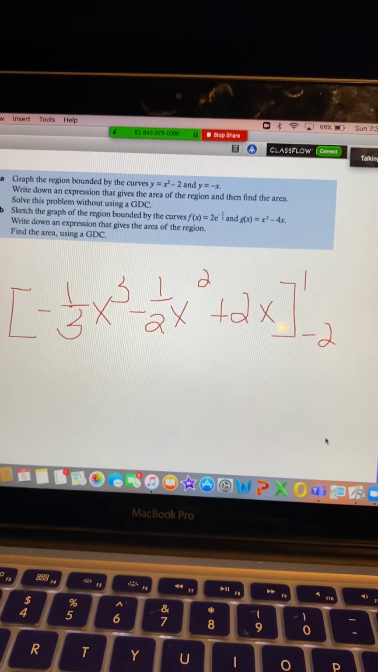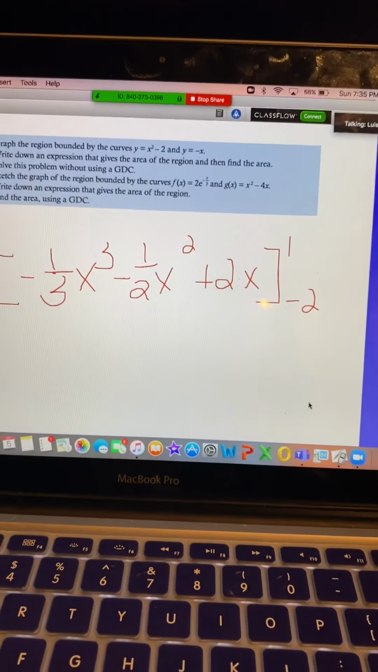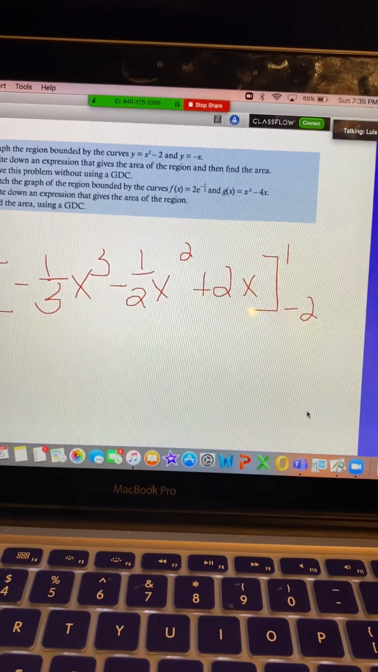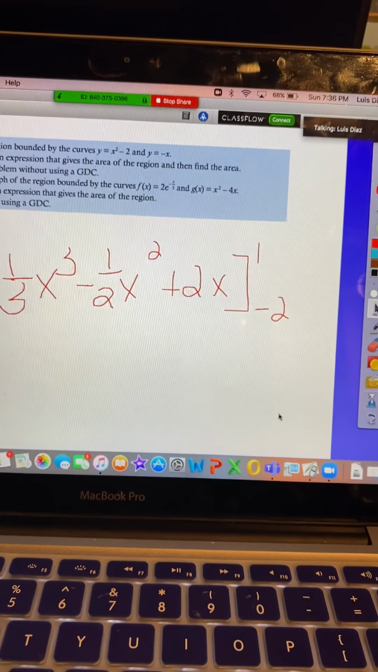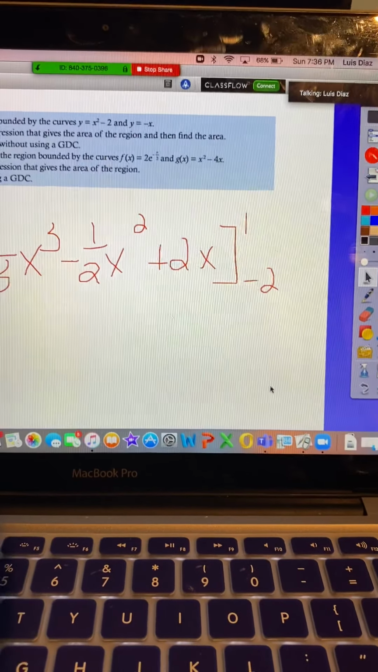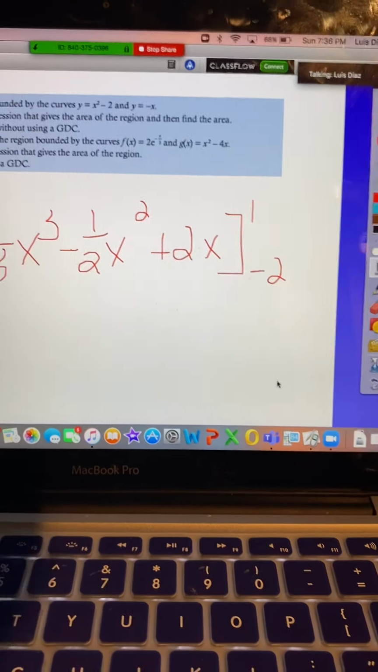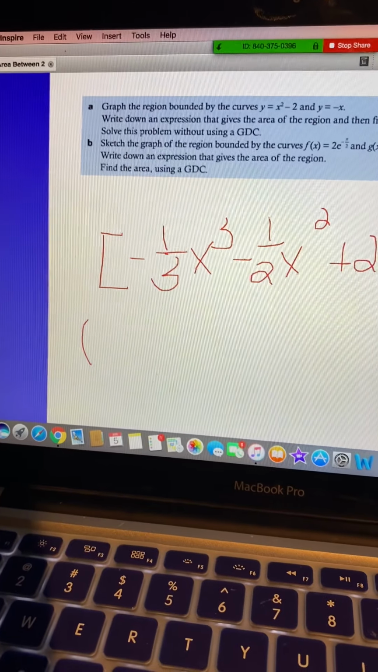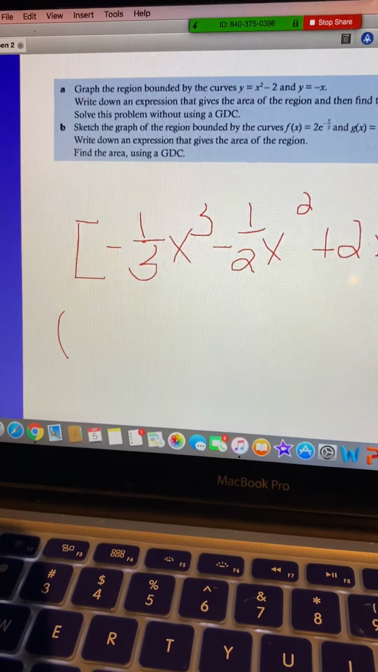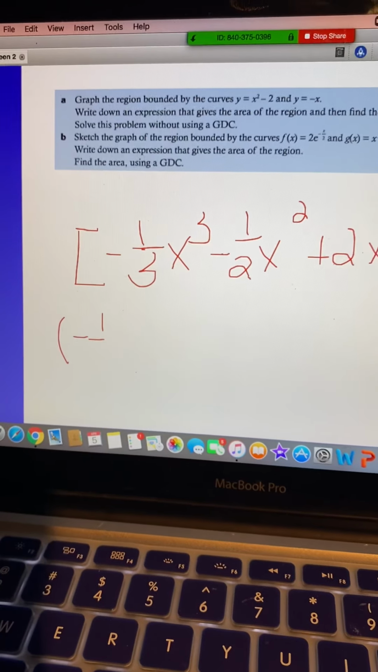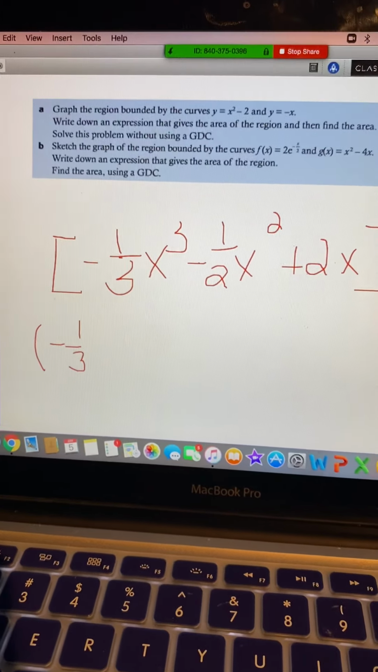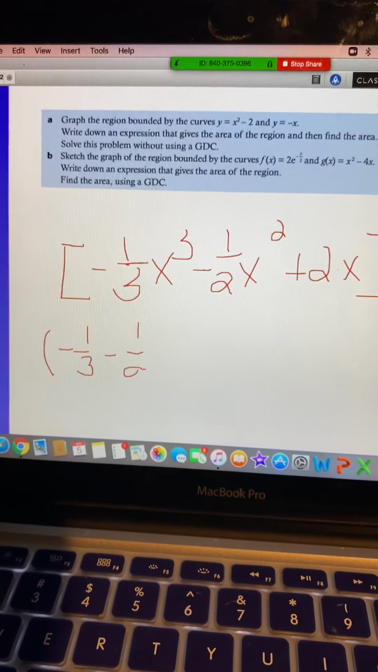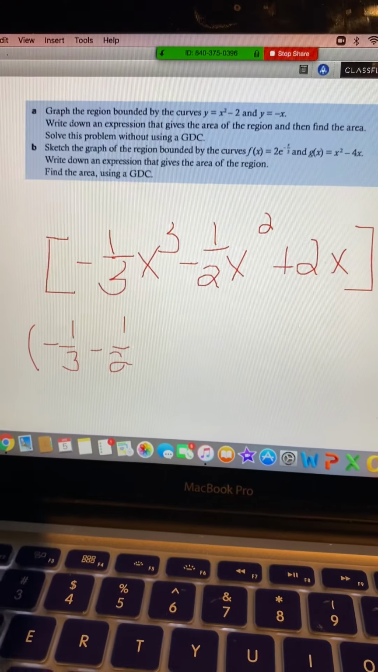Now, just like we did using the fundamental theorem of calculus, I'm going to plug in 1 for x, then negative 2 for x, and subtract them. Now, you plug in 1. 1 cubed is 1 times negative 1/3 is negative 1/3. 1 squared obviously is 1 times negative 1/2 is negative 1/2, plus 2.